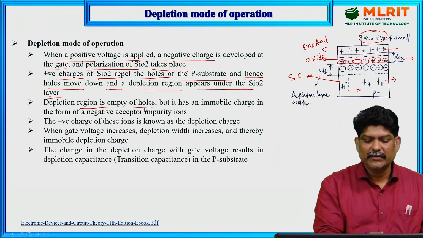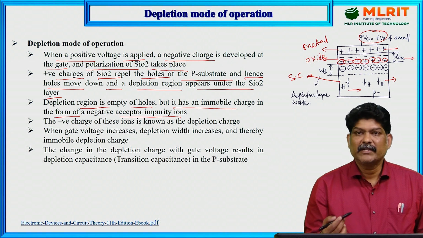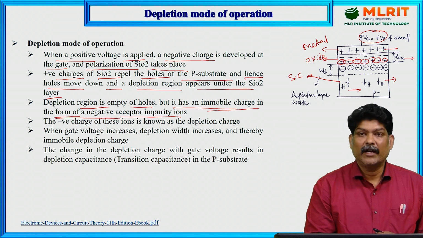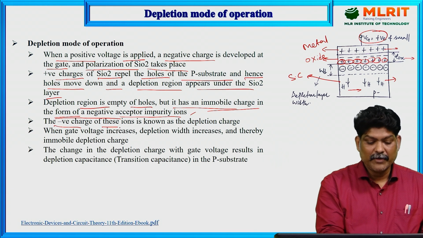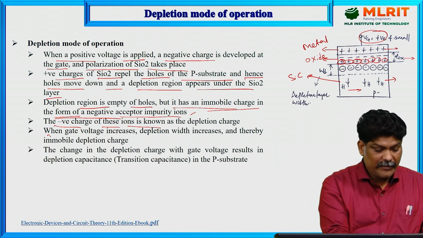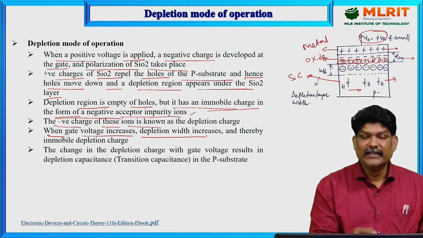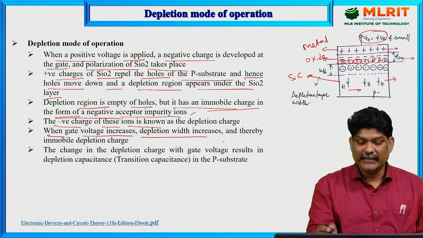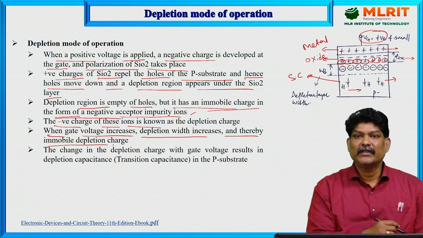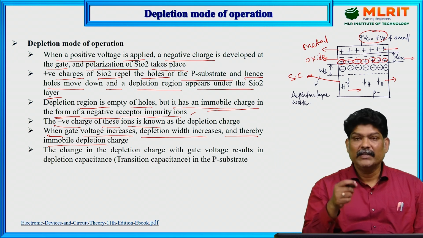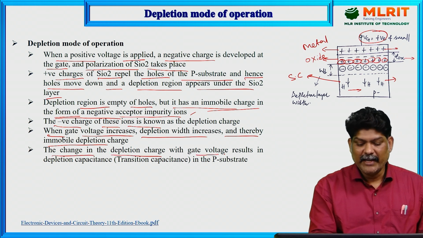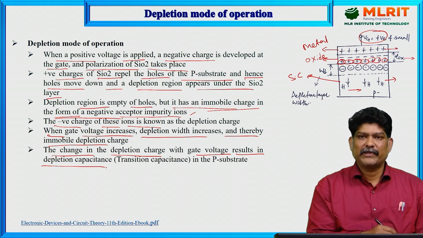The depletion region is empty of holes, but it has an immobile charge in the form of negative acceptor impurity ions. The negative charge of these ions is known as depletion charge. When the gate voltage increases, the depletion width increases, and thereby the immobile depletion charge also increases. So the immobile charge in the depletion region increases when you increase the gate voltage. The change in the depletion charge with gate voltage results in depletion capacitance. This is the basic principle in the depletion mode of operation.